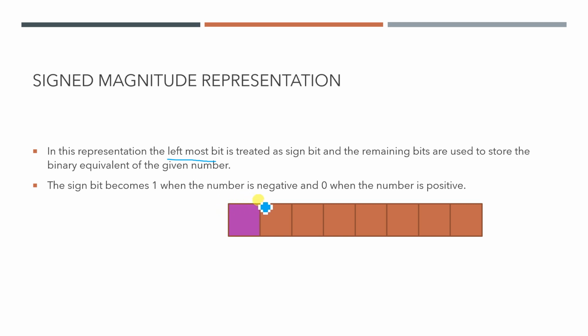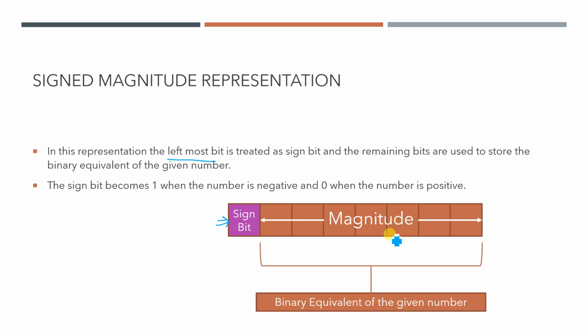What we are going to do is the leftmost bit, that means this bit which is represented in purple color, will be treated as your sign bit. And the remaining 7 bits will be represented as the magnitude. So what do you mean by magnitude? Magnitude means it is the binary equivalent of the given number.